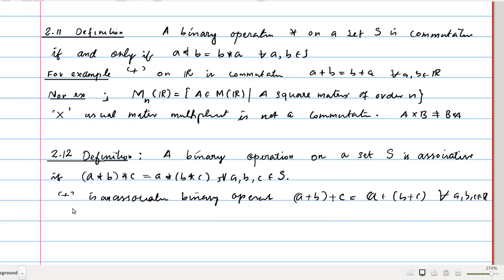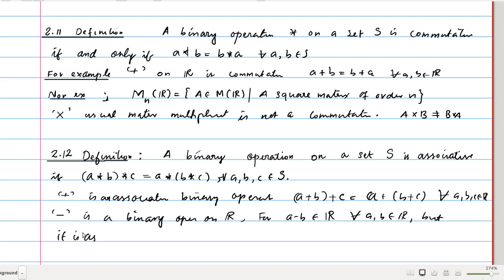But at the same time, if we have the set of all real numbers with subtraction, subtraction is a binary operation on R, because we have A minus B belongs to R for all A, B. So this is a binary operation, but it is not associative.